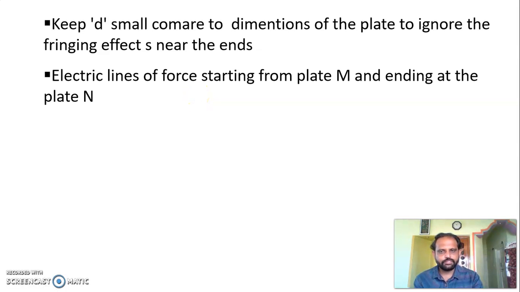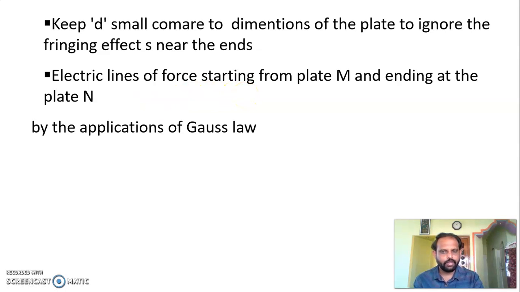Wherever the charge is there, we can find the electric field intensity. So here the electric lines of force will be generated, and they originate from the plate M and terminate at the plate N. Because the electric field is a vector quantity, there will be a direction, and that direction is always from the positive charge to the negative charge. So the electric lines of force start from the plate M and end at the plate N.